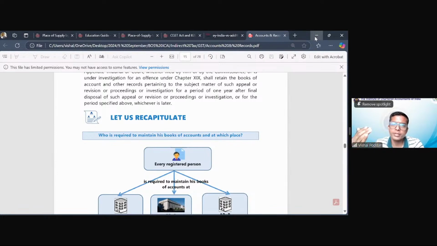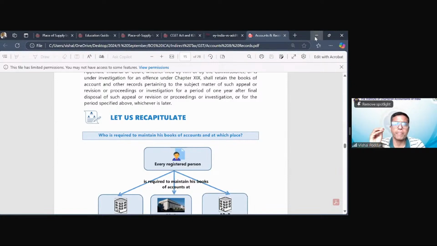Slowly and steadily, as this system-driven compliance increases, and as each and every piece of data and information gets tracked by the government, they would reach a level where your returns would be auto-prepared. In fact, in GST today also, your GSTR 3B is more or less auto-computed by the software itself.